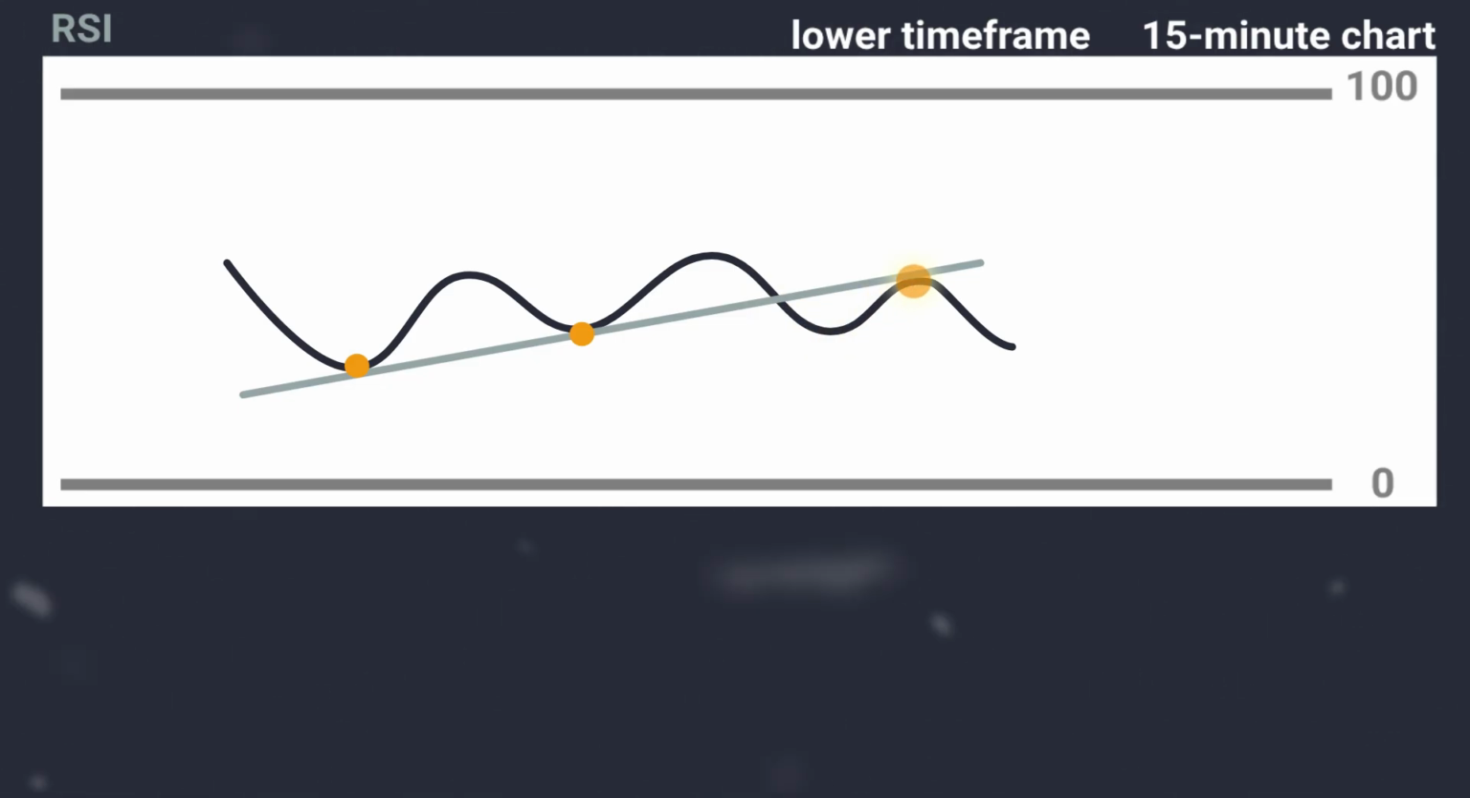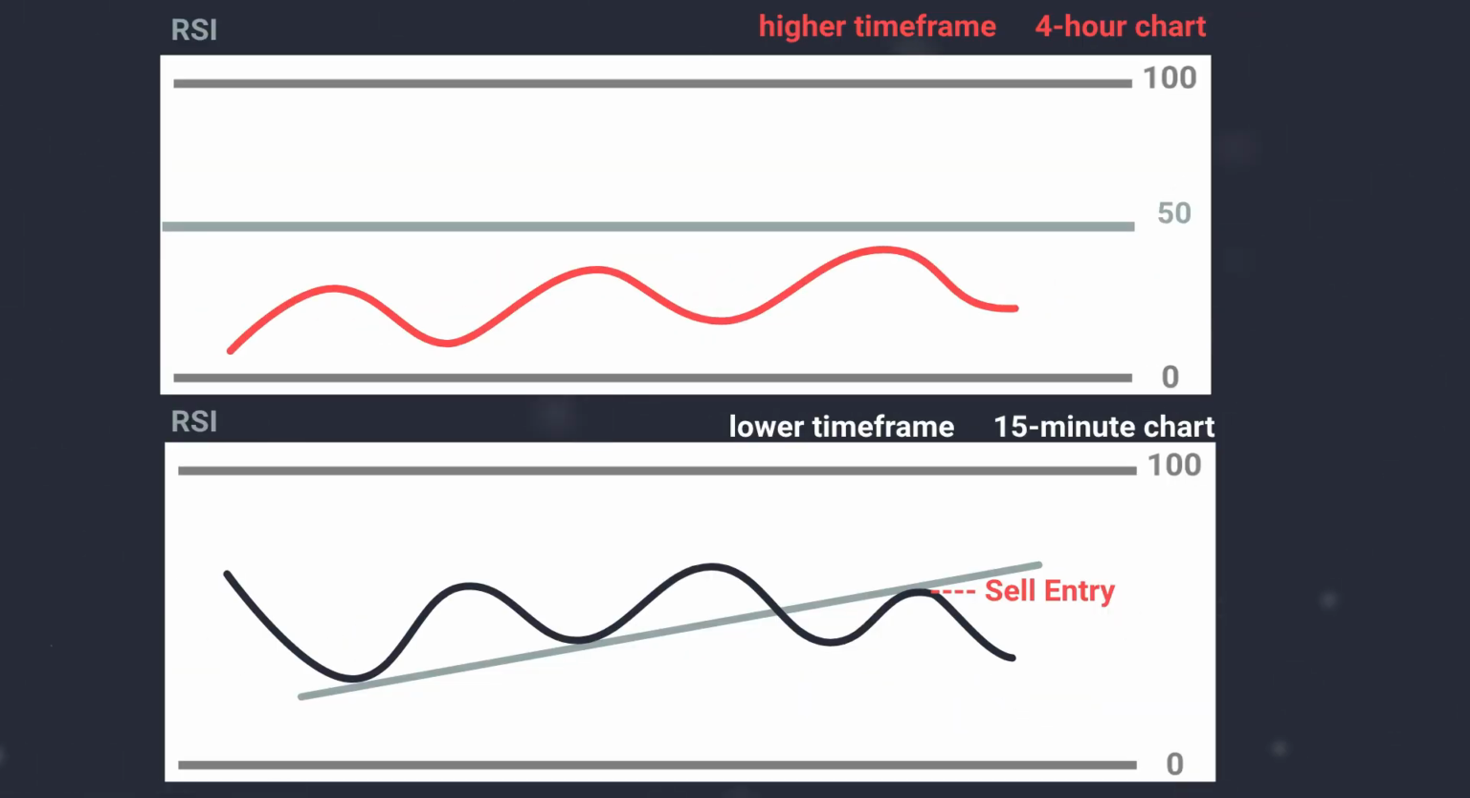During the pullback, RSI comes back to retest the broken trend line, but does not move back above it. If RSI touches the trend line and then drops again, the breakout is confirmed. This is our opportunity to enter a sell trade, in harmony with the downtrend visible on the higher time frame. This strategy helps filter out weak setups and keeps you trading with the dominant market direction.